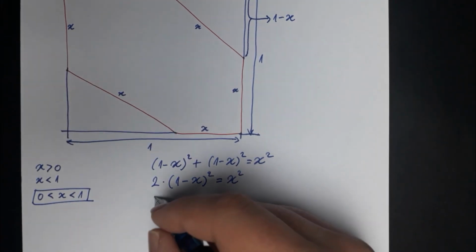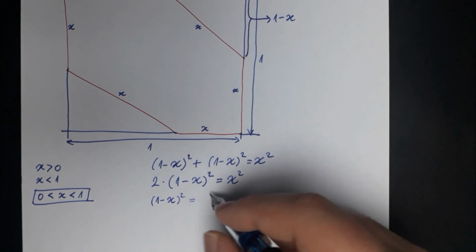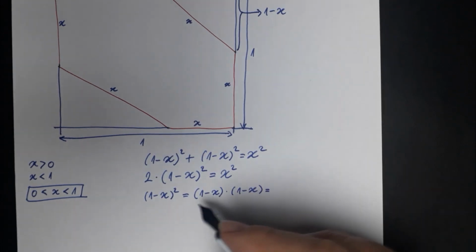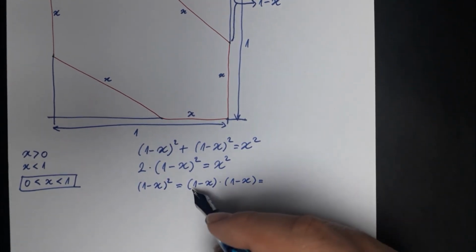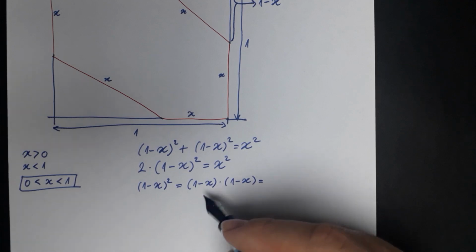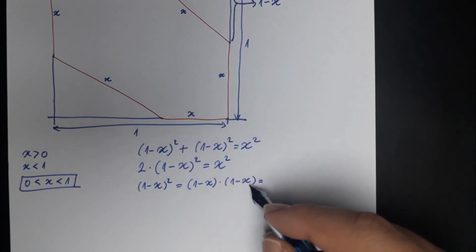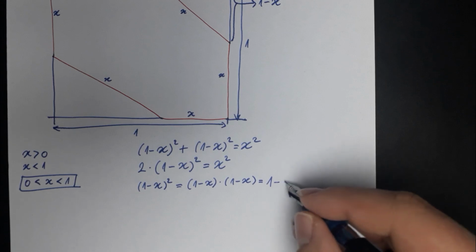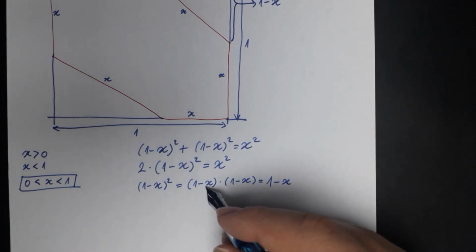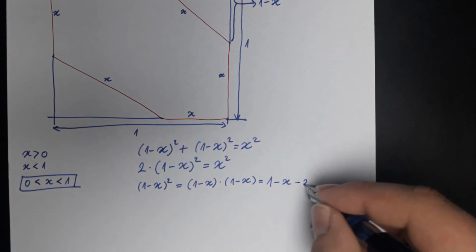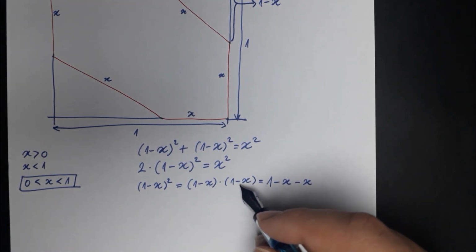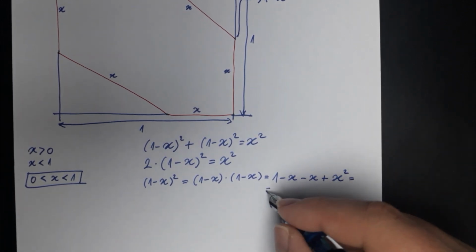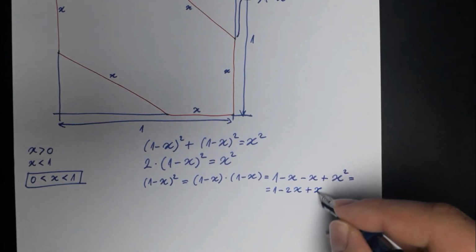The question is, what is (1 minus x) squared? That is (1 minus x) multiplied by (1 minus x). To solve this, we are going to multiply each of the members of the first bracket with every member of the second bracket. So 1 multiplied by 1 is 1. 1 multiplied by negative x is negative x. Negative x multiplied by 1 is negative x, and negative x multiplied by negative x is positive x squared. This is equal to 1 minus 2x plus x squared.